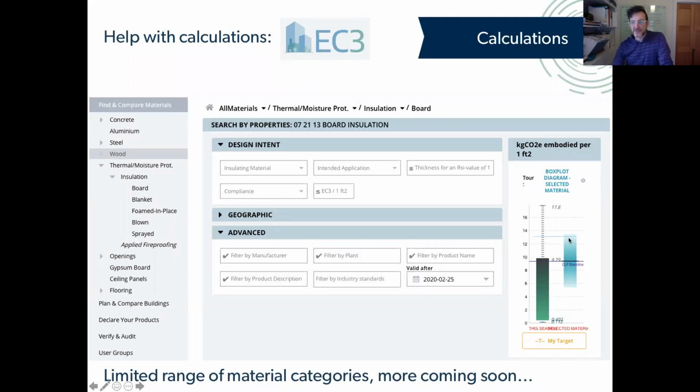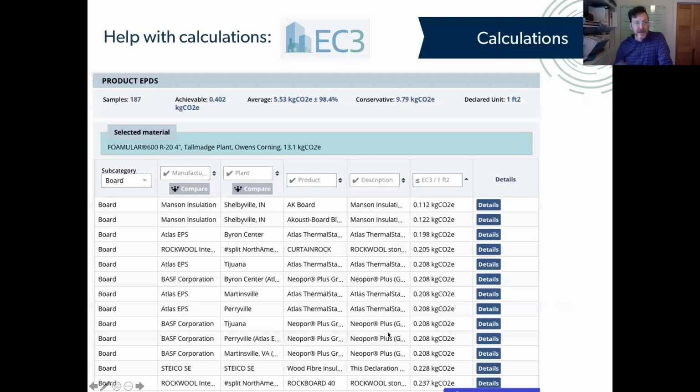And if I select a particular material, it will show me where it fits within that baseline. It will also show me the figures for everything in that category, and you can rank them in different ways. So you can rank them by lowest carbon footprint to highest, or by different type of board insulation, or by manufacturer. And then you can click, and you can actually get to the EPD itself if you want to see the source data. But it also gives you the average for the whole category you're looking at, what's achievable, what a conservative estimate might be, and how many samples are in the database.